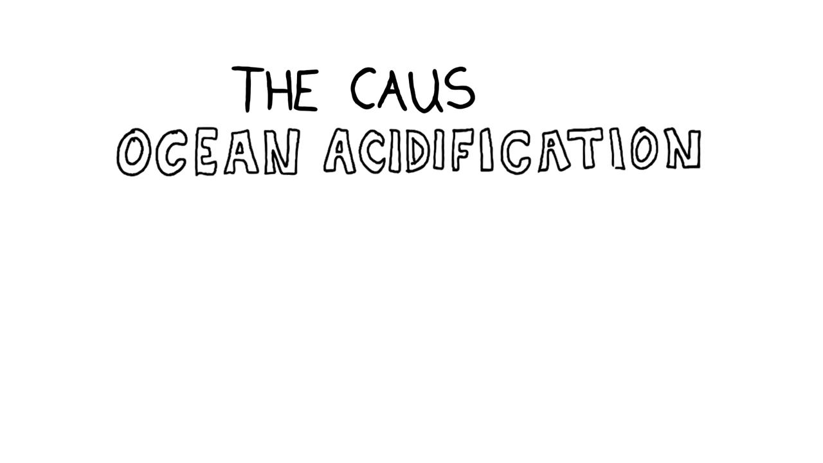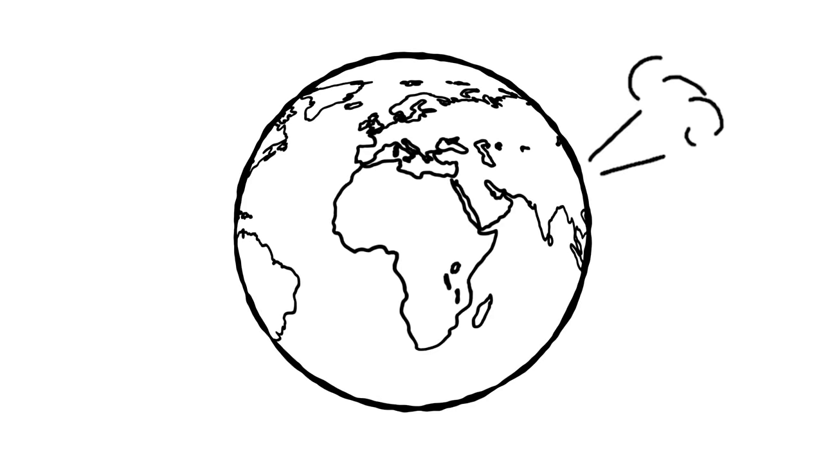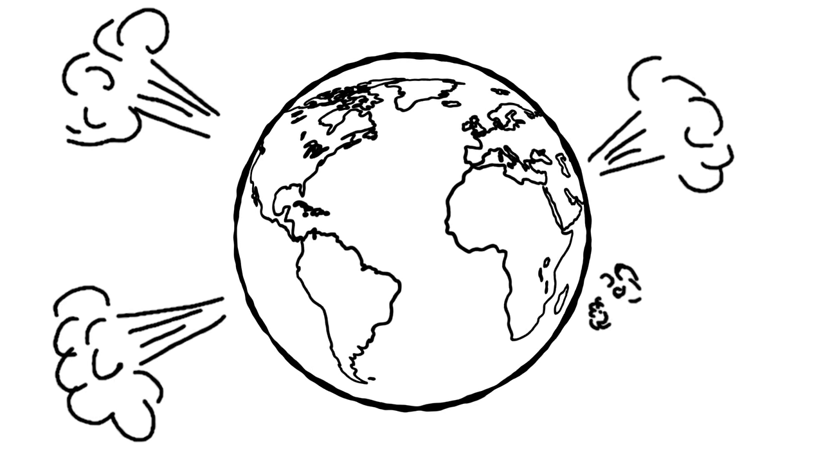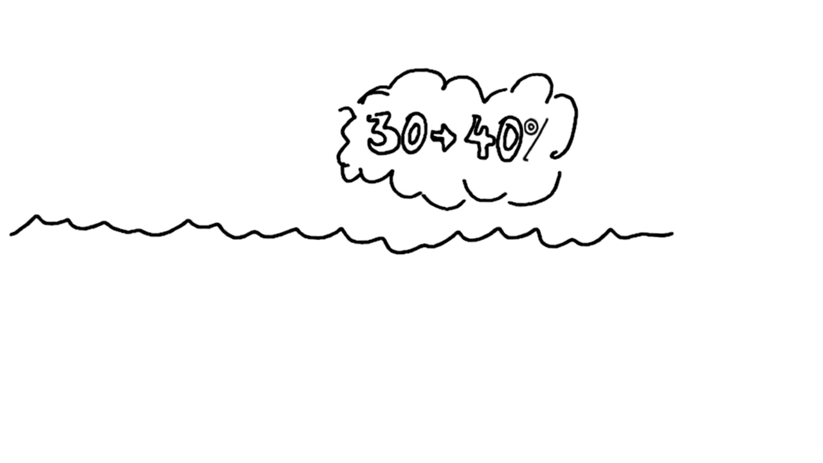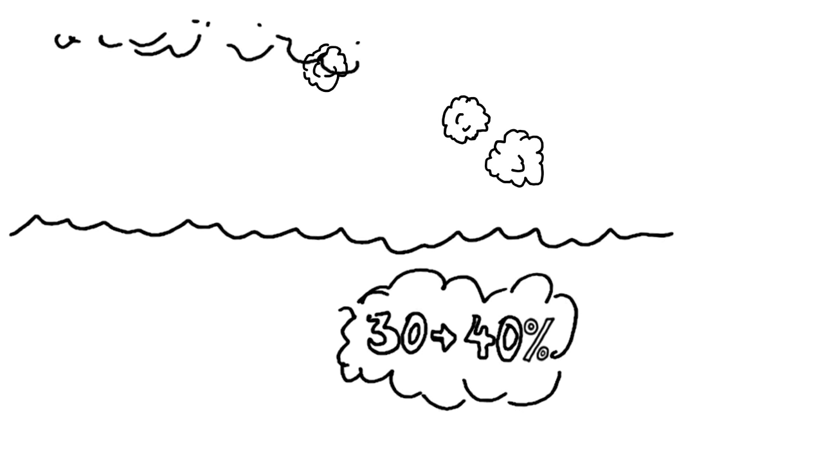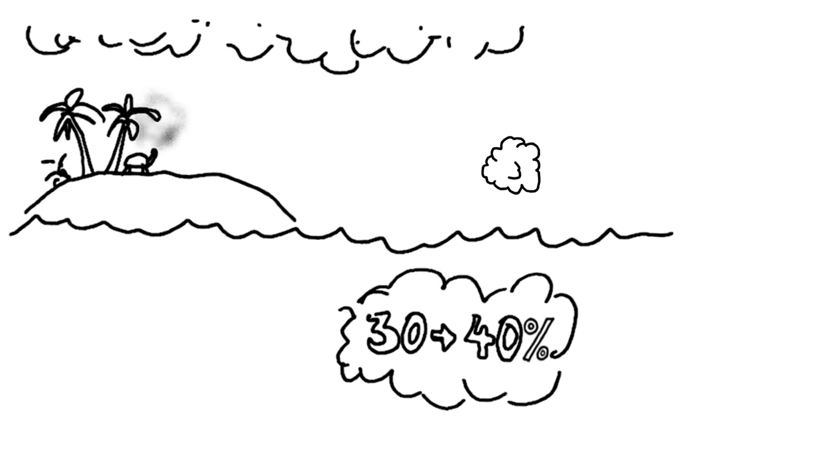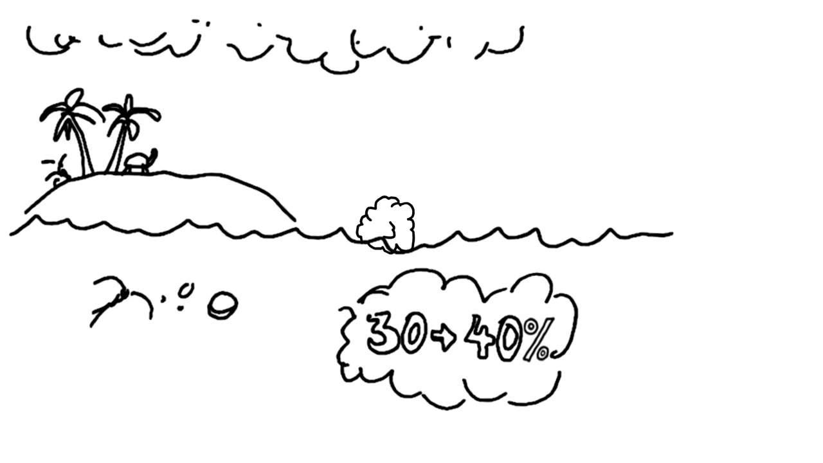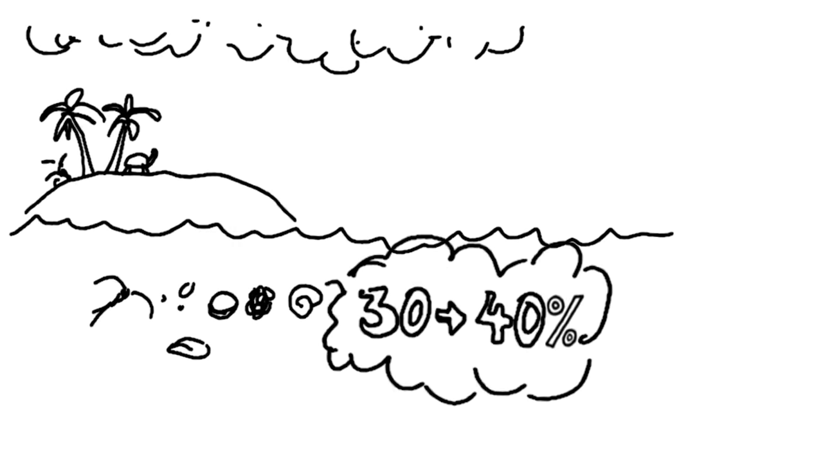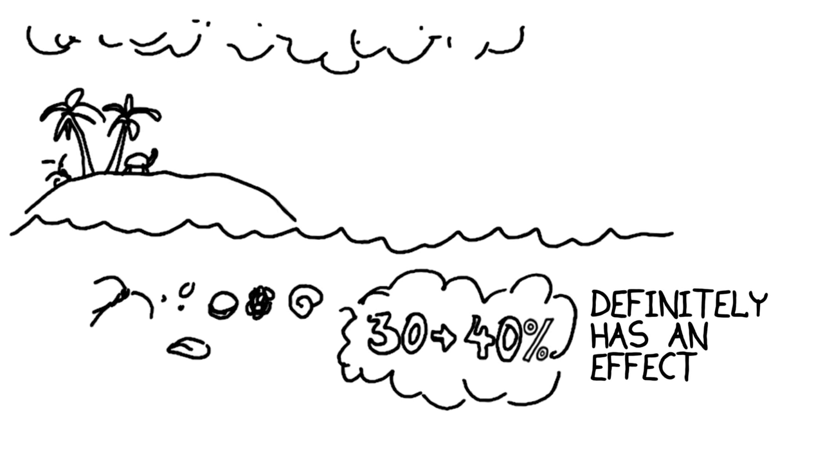First, we need to look at the cause of ocean acidification in order to understand what it actually is and what it means to biodiversity. Essentially, if you talk about this big cloud, this puff of CO2 that's produced by human activity, 30 to 40%, almost half, of that cloud ends up dissolved in the ocean. The rest stays in the atmosphere, or it's incorporated into living things in some form or another, usually as plant material or the bodies of other producers. But the huge amount of CO2 that gets dissolved in the oceans is definitely going to be doing something.